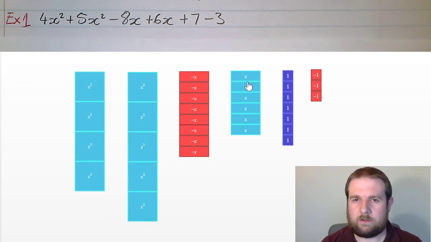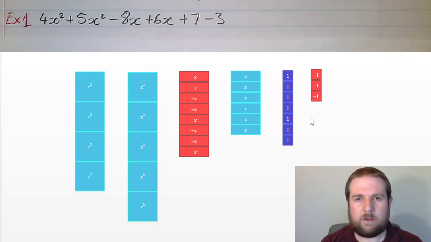These x rectangles here, they're not negative. And there's 6 of them, so that represents the next term, 6x. Then we have some unit squares here. So this is our 7. If you count them, there are 7 of them. And then we have 3 negative unit squares. So that's our take 3.